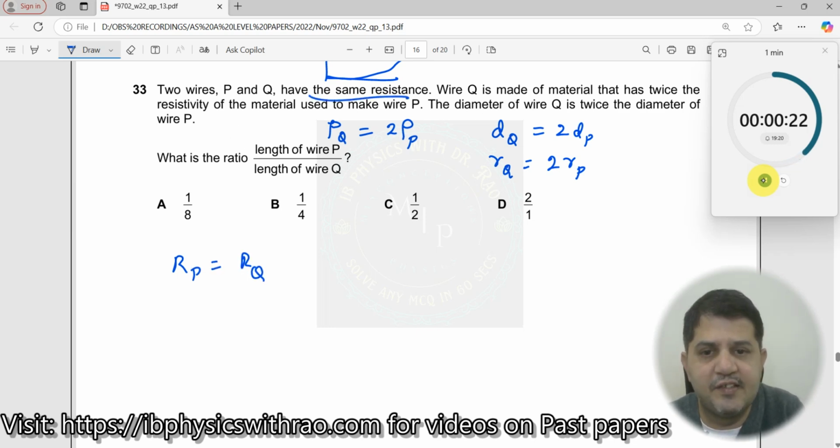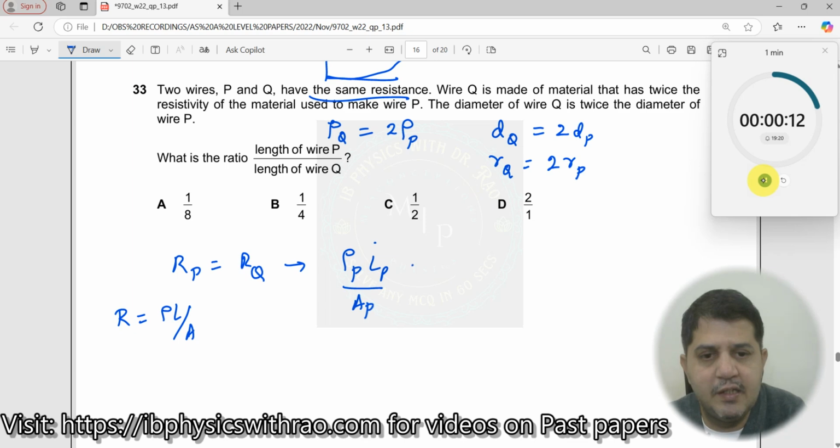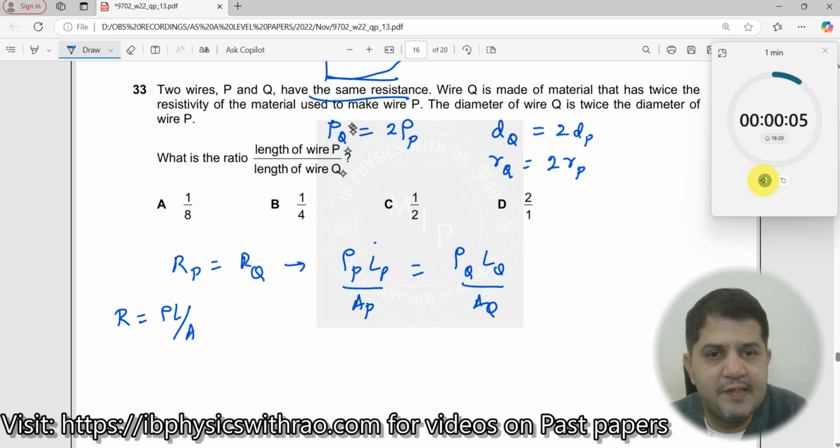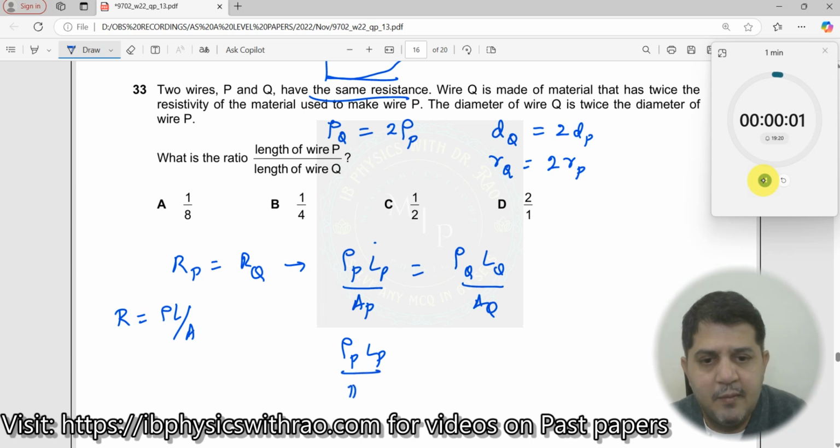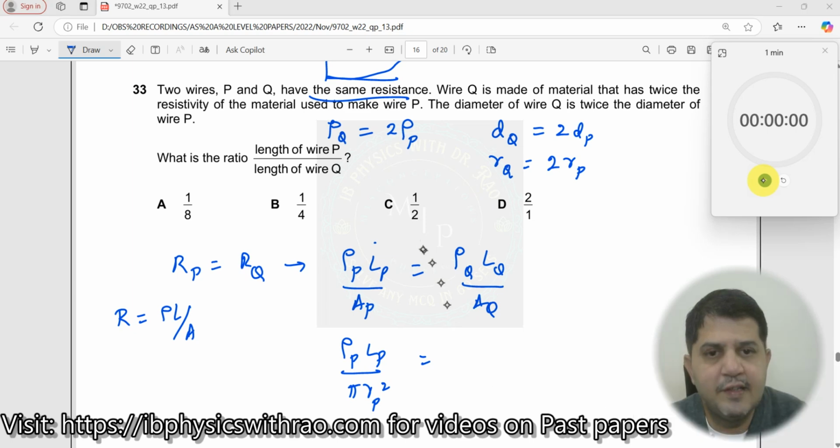Same resistance, and we know that R is equal to rho L divided by A. So making use of this, I can now write rho P LP divided by AP is equal to rho Q LQ divided by AQ. Now let me substitute all of them. I'll retain rho P LP divided by pi RP square, and rho Q is 2 rho P, and LQ I do not know.